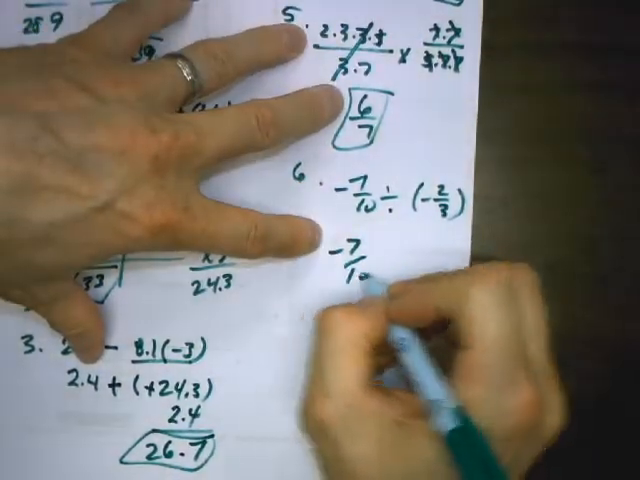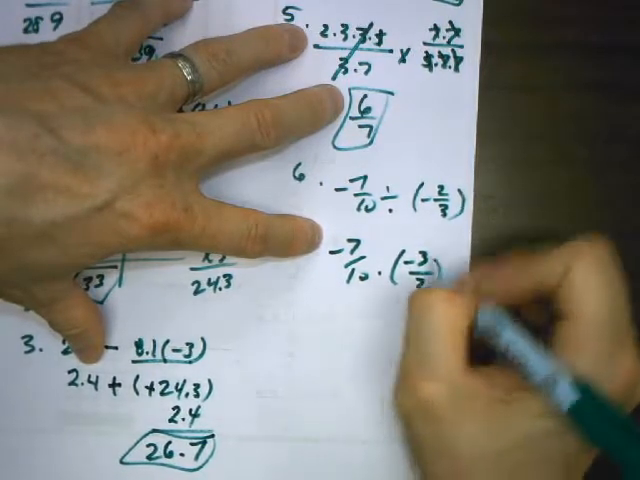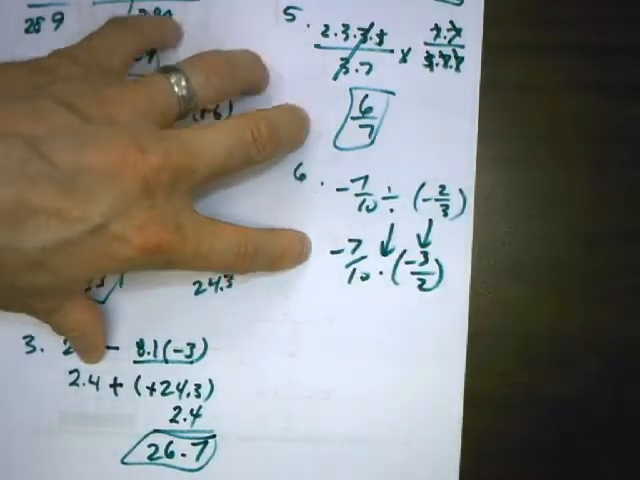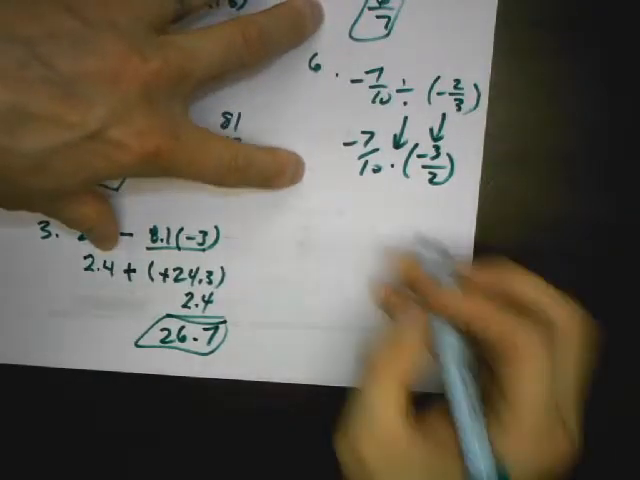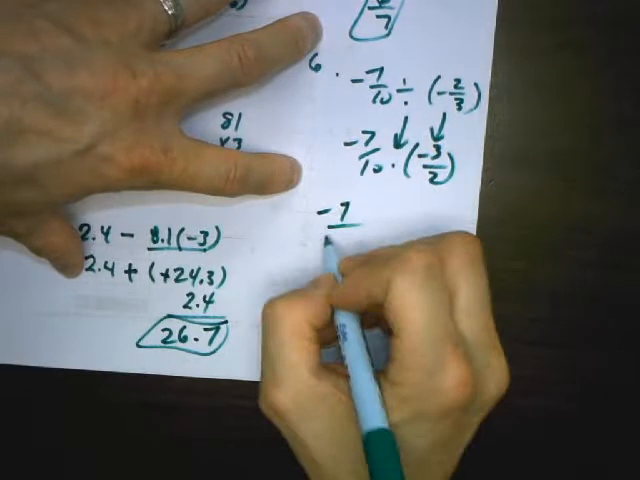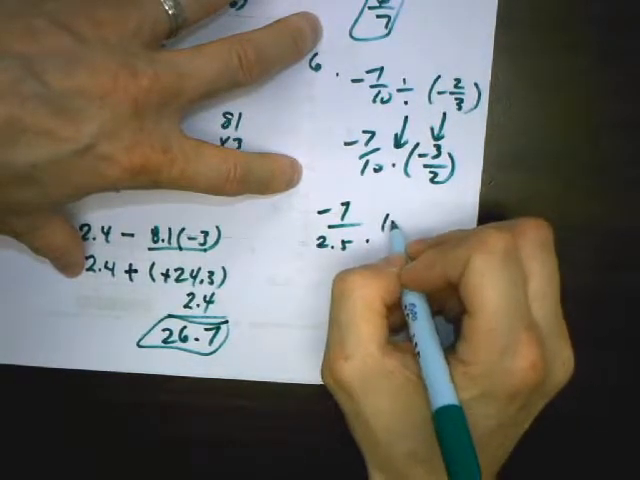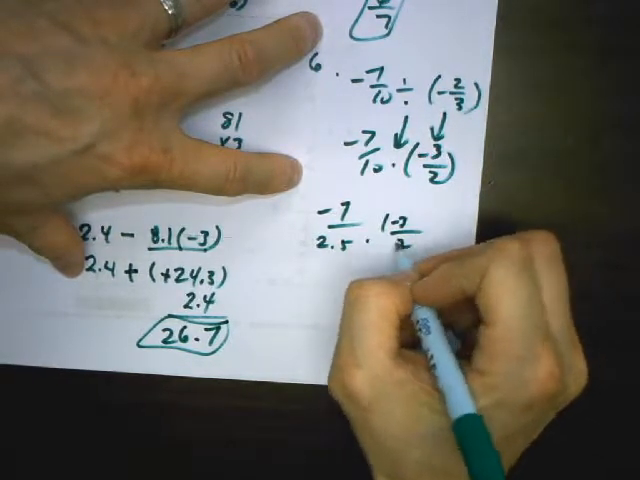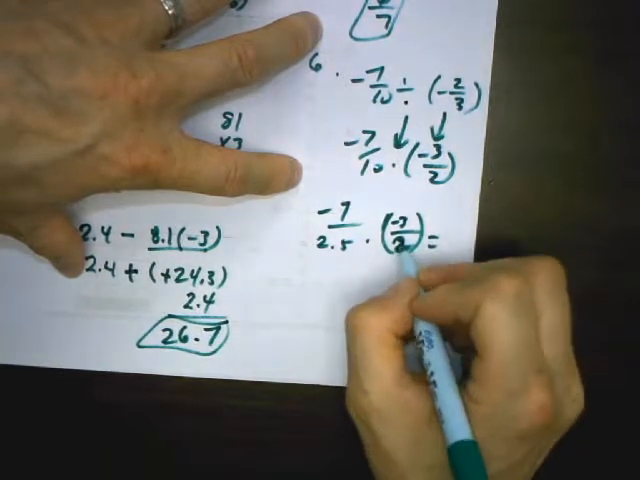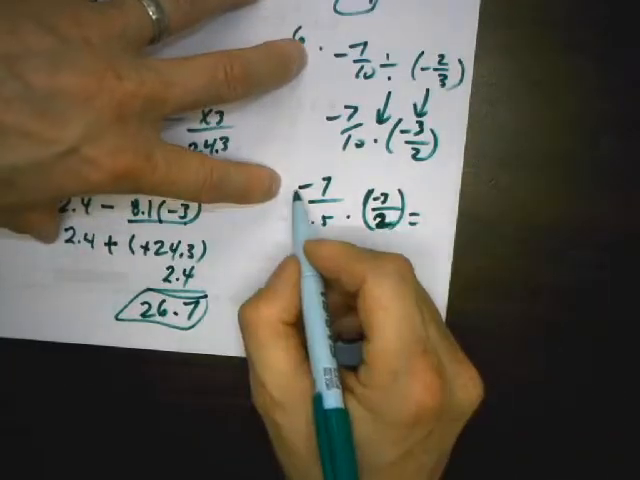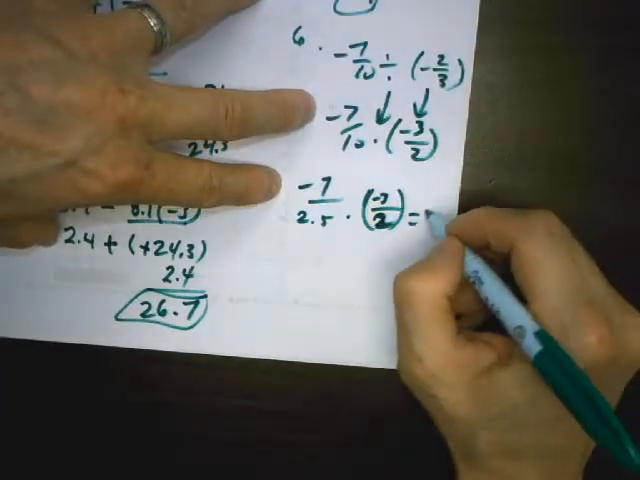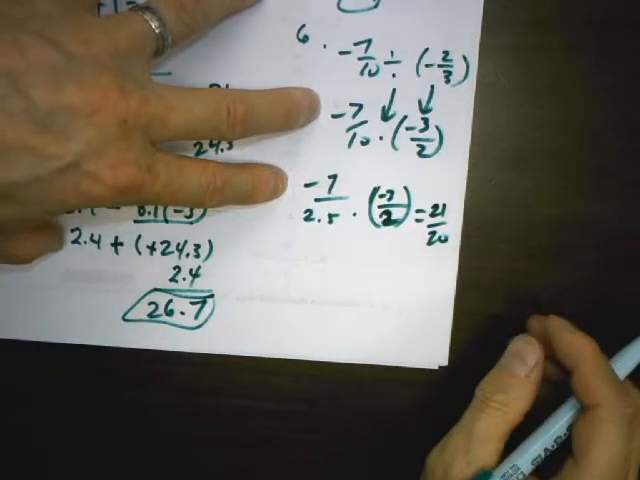So negative 7/10 times negative 3 over 2. So I can make this multiplication. If I flip this upside down, that's called multiply by reciprocal, right? AKA keep, change, flip. And there's nothing in common. So all I got to do is multiply these since there are no 1s to cross out. I go negative times negative is positive. On the top I got 21. On the bottom I got 20ths.